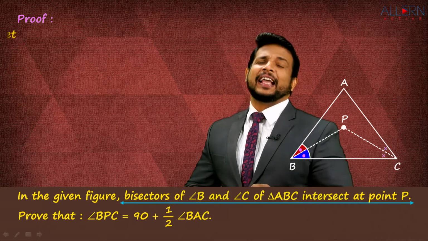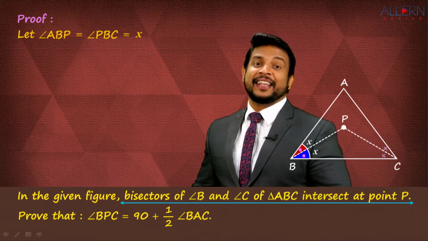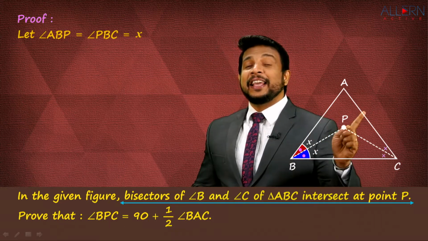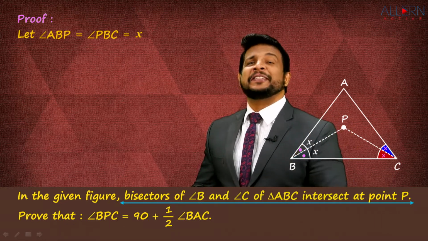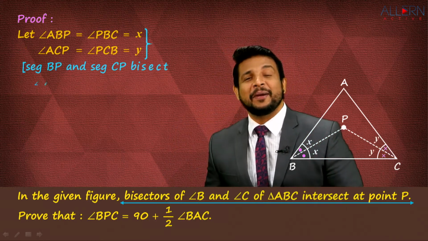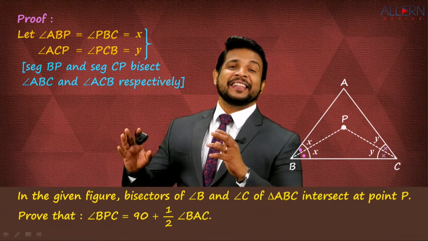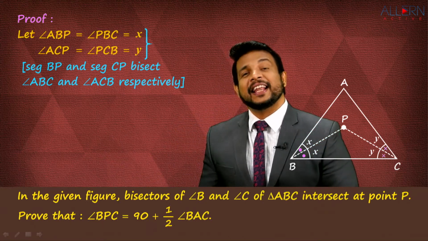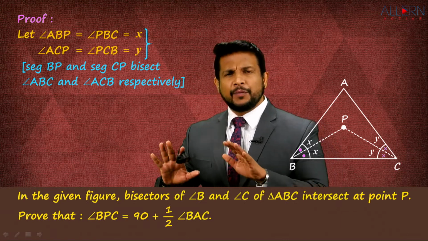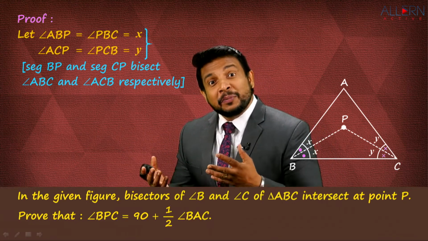So we write here, let angle ABP equal to angle PBC is equal to x. And the next one, angle ACP equal to angle PCB is equal to y. And the reason for both is one and the same. The reason is since segment BP and segment CP bisect angle ABC and angle ACB respectively. Now we got this. Right? Done. So this is something which we could write.